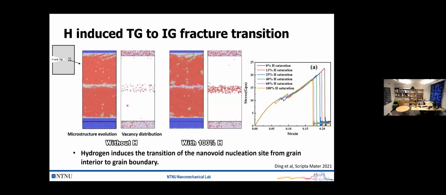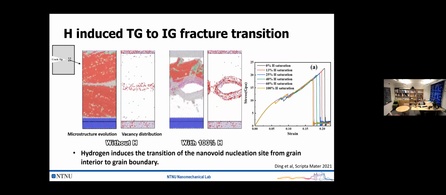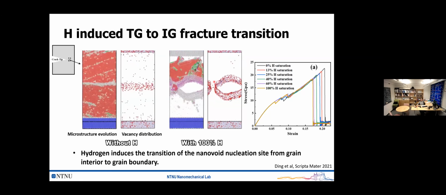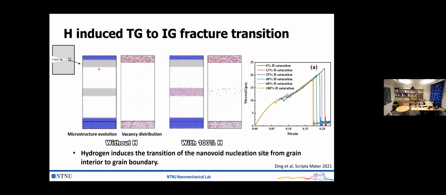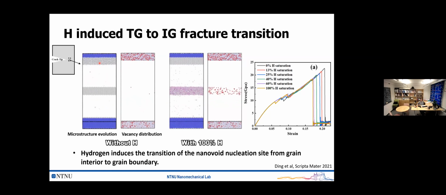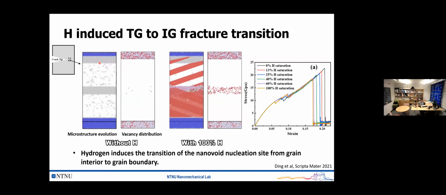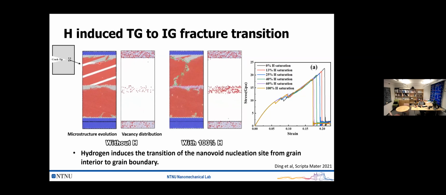And even at the end, the hydrogen induces this void to occur at the grain boundary, compared to this hydrogen-free case, where it occurs in the interior of the grain. So it induces a fracture transition from transgranular to intergranular.